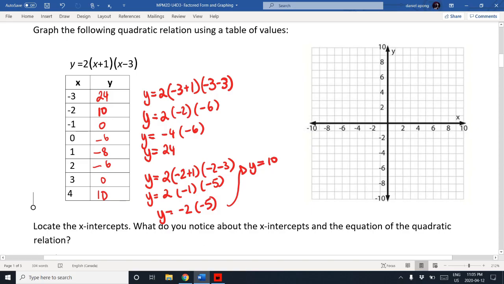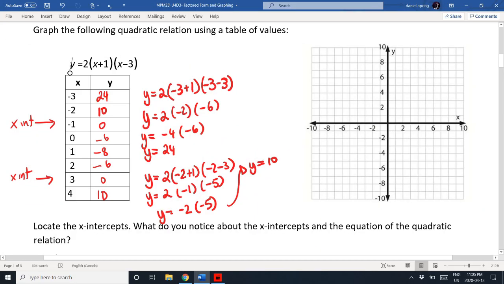Can you see anywhere where y is equal to 0? That would be our x-intercepts. That's right, there's one right over here. So at x = -1, y is equal to 0. Is there another one? Yeah, there is. Right over here. X-intercept, where y is equal to 0.